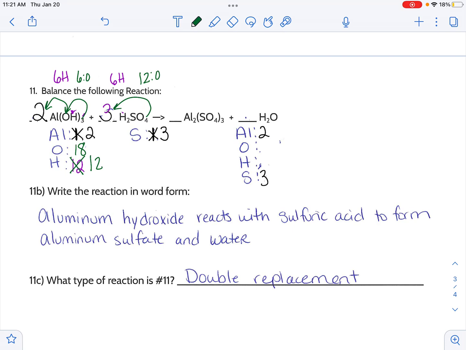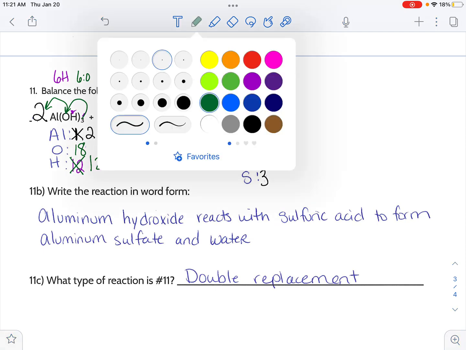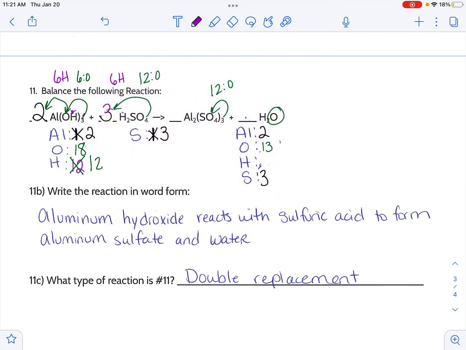Now, I'm going to look at my hydrogens and oxygens over here. I have 3 times 4 of them, so I have 12 oxygens, but then I have another one here, so I have 13 oxygens. Now, if I look at my hydrogens, I have just these 2 hydrogens right there. So, start with the hydrogen, because you've got a nice even number of them. So I've got 12 hydrogens. I can easily get 12 hydrogens over here. 6 times 2 is 12.